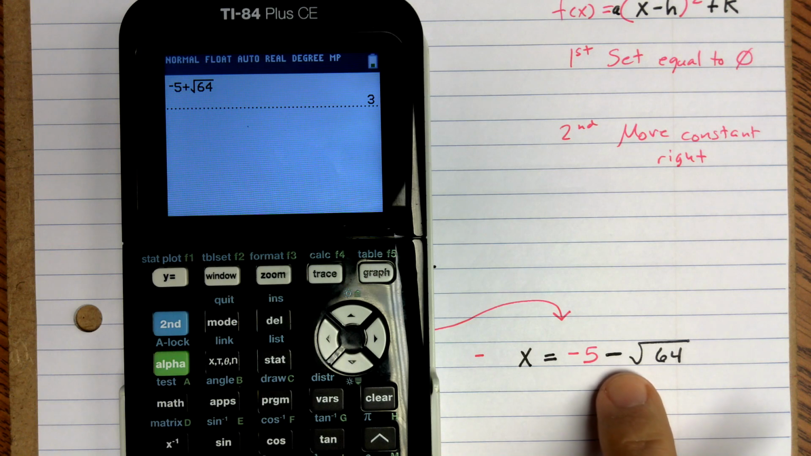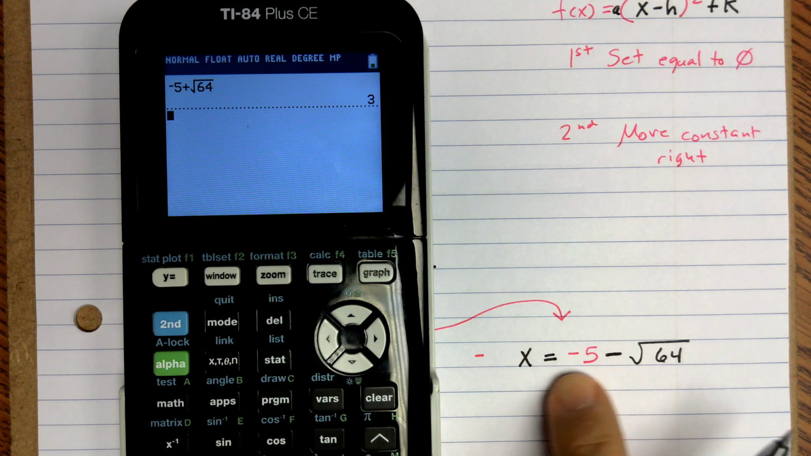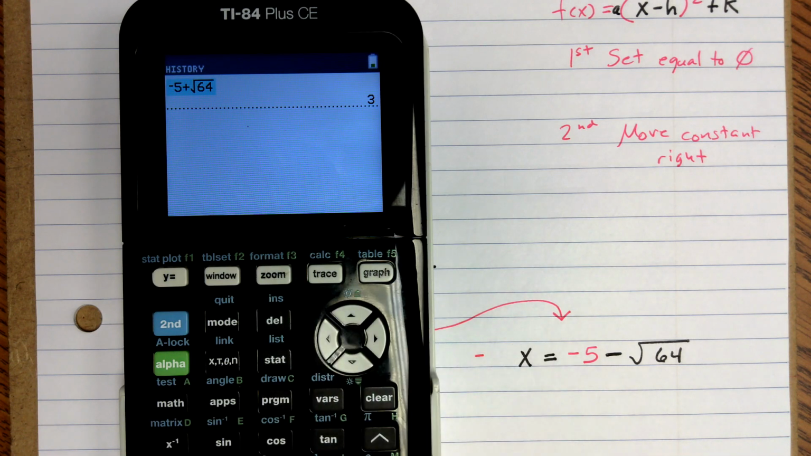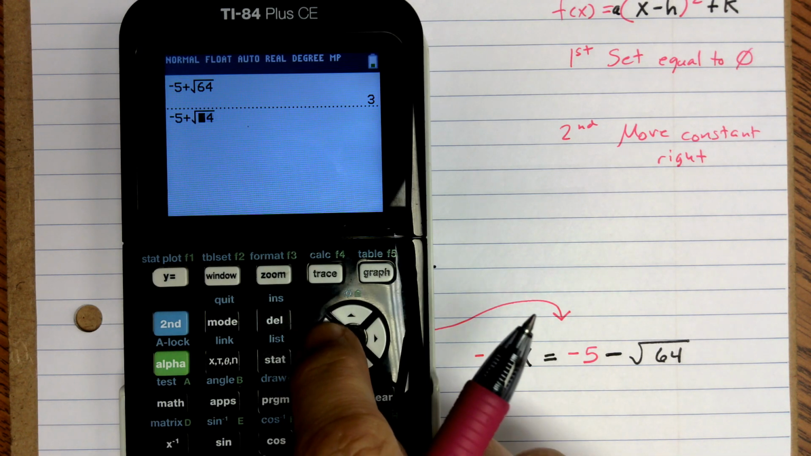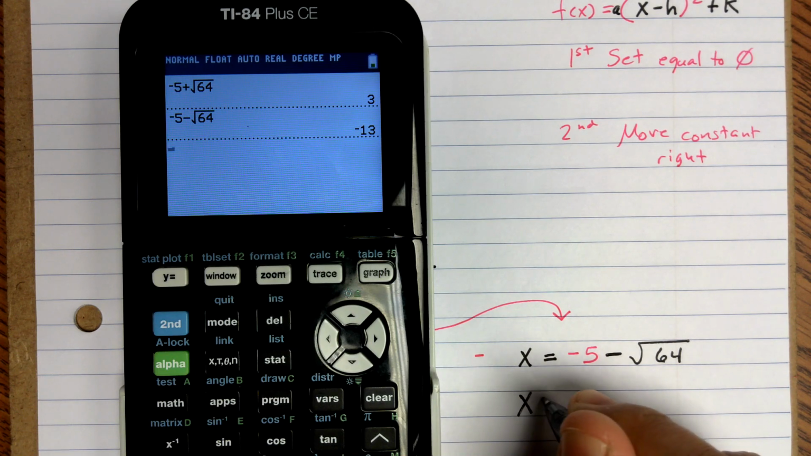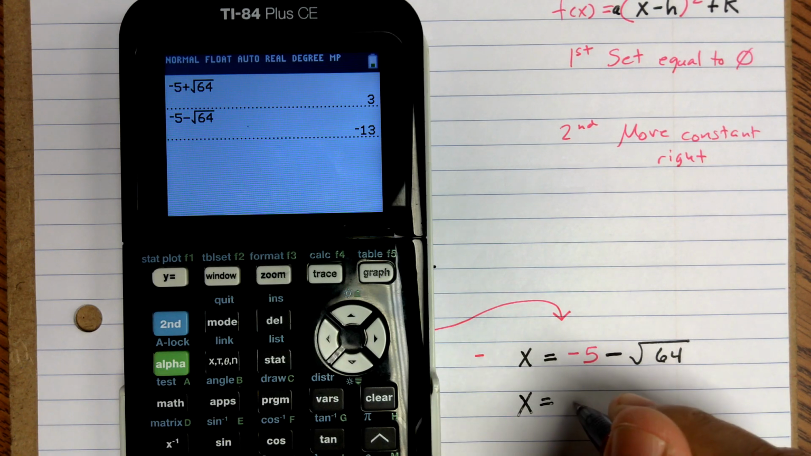Now to do this other one, much like when we're using the quadratic formula, I'm not going to rewrite this whole thing in a calculator. I'm just going to click up until it highlights it, hit enter, and then I'm going to go change that positive sign to a subtraction sign, and hit enter. And it gives me negative 13. So I have x is equal to negative 13.